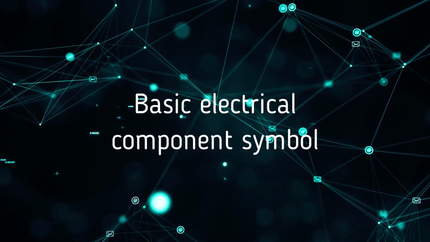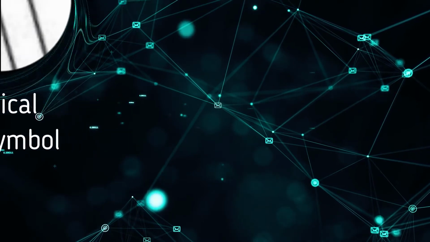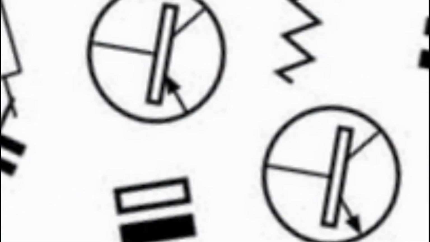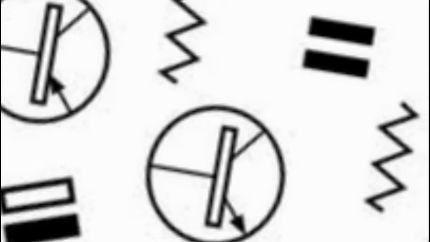Symbols are simplified representations of actual devices. They are used to represent electrical components in electrical drawings and diagrams. A device's symbol includes a distinctive shape that represents the device and an indication of where its terminals are connected when used in a circuit.